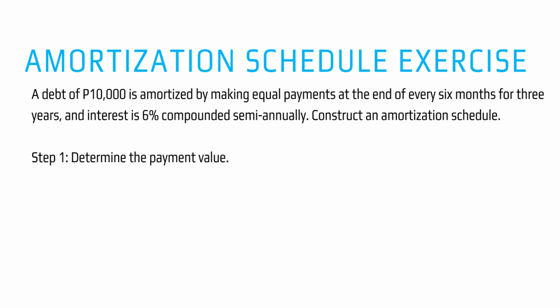Step 1. Determine the payment value. The formula to be used is principal, open parentheses, R divided by M, close parentheses, divided by 1 minus open parentheses 1 plus R divided by M, close parentheses, raised to negative Tm.